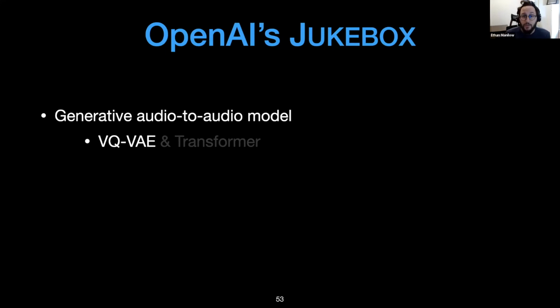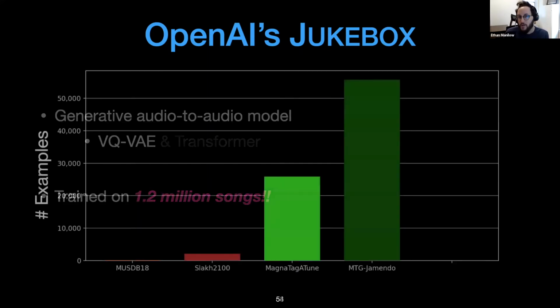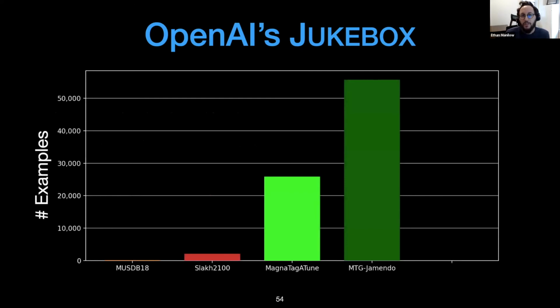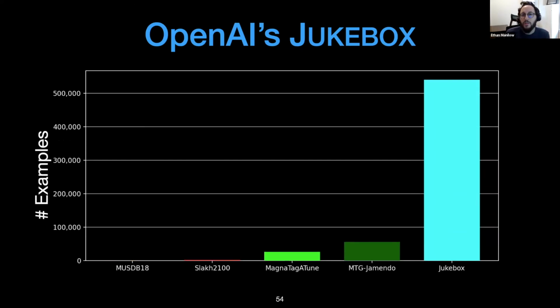And because this is from OpenAI, we know they're going to do everything bigger and better. So through the use of high-powered computers and even higher-powered lawyers, they were able to train Jukebox on 1.2 million songs. And I really can't help myself here, so let me just show you one more animated bar chart. So here's our friendly neighborhood music separation data sets and music tagging data sets.